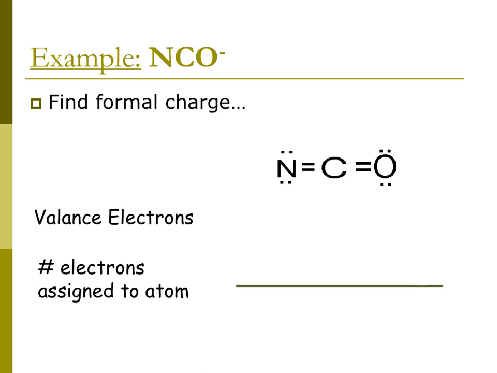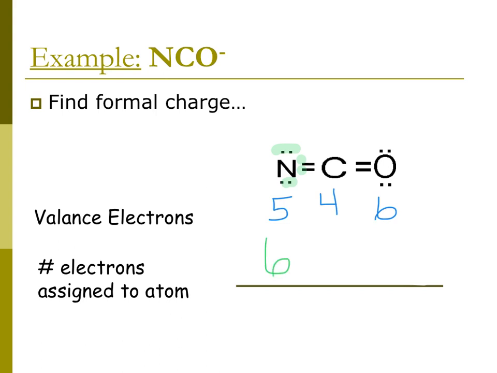First, let's record the number of valence electrons. Again, just straight off the periodic table. Nitrogen is in the 5th column, so 5 valence electrons. Carbon in the 4th column with 4 valence electrons, and oxygen in the 6th column, so of course 6 valence electrons. But now we want to figure out how many electrons are assigned to the atom when we do the bonding. So looking at nitrogen, we see 2 lone pairs for a total of 4 electrons, and then 1 from each in the double bond. Now we're up to 6 electrons assigned to that nitrogen.